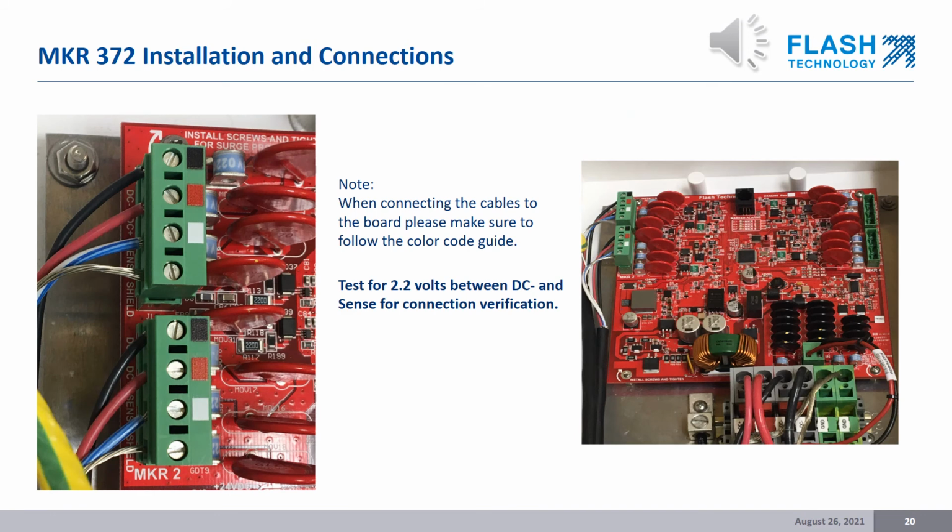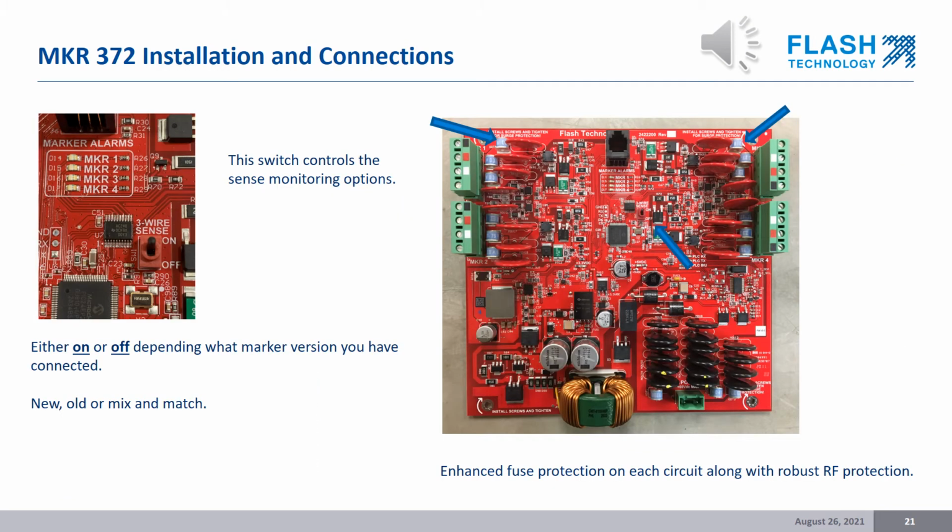Please be sure to follow the color-coded guide when connecting the markers to the board. Test for 2.2 volts between DC negative and sense for proper connection verification. The 3-wire sense switch will be located near the upper center section of the board. This switch will control the sense monitoring options. For the 372 markers, this should be in the up or on position. For 371 markers or a combination of markers, the switch must be in a down or off position.